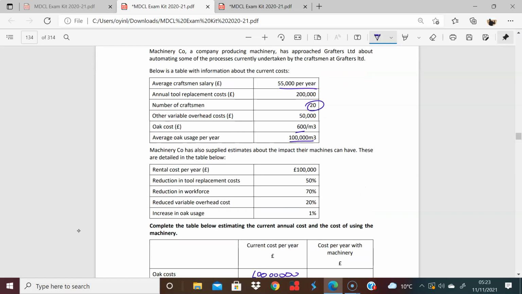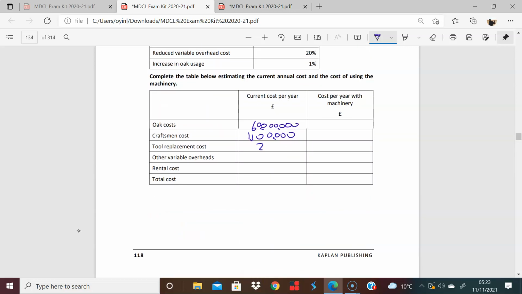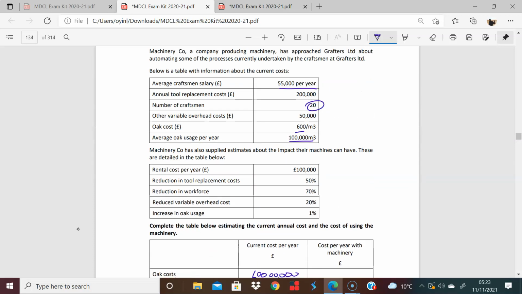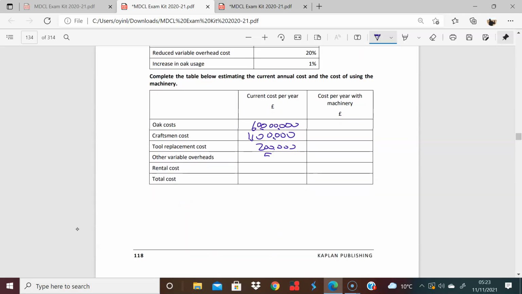Total replacement tools, annual replacement 200,000. Other variable costs 50,000. You're not renting at the point.